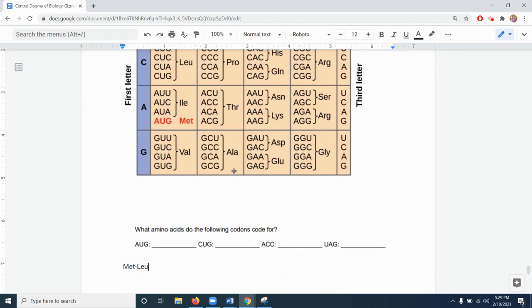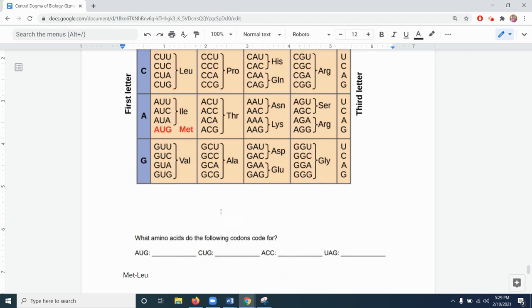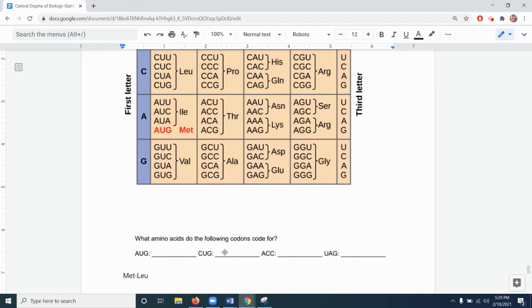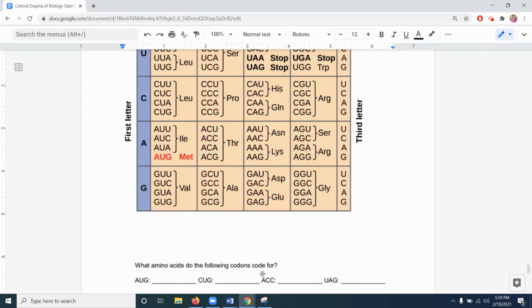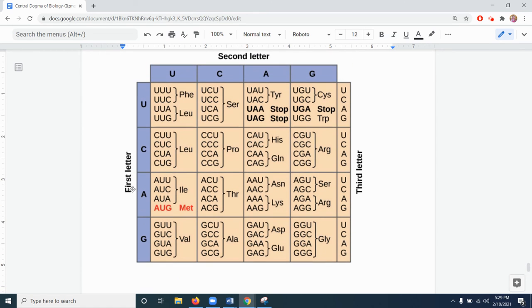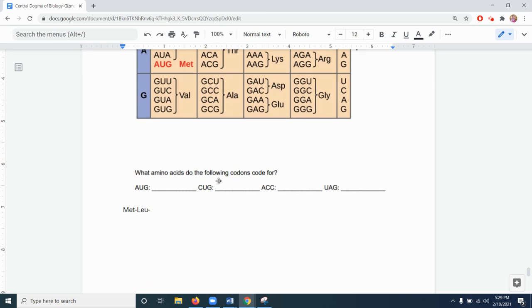So we're going to practice this in class, but I wanted to show you how I got it. If you want to pause the video, you can get a scratch paper and see if you can do this one by yourself. So ACC. Pause the video right now and do ACC and then see if you got it right. All right, so you paused the video. ACC, A right here. ACC is THR. Hopefully you got that right.